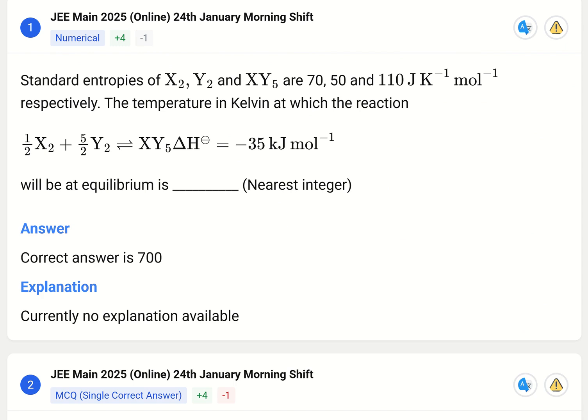So my dear kids, this was all about the 24th January morning shift. The paper was very easy. Anyone would have scored 88 or 90 plus in this shift. Only 1 or 2 questions were of the level where you need to think something. Otherwise, every question was of the basic level.